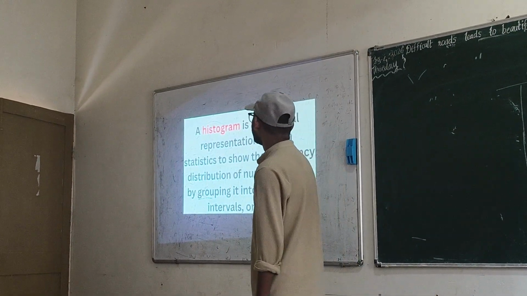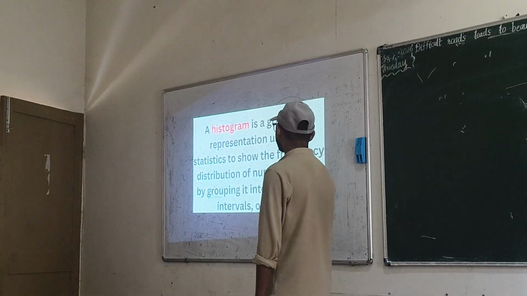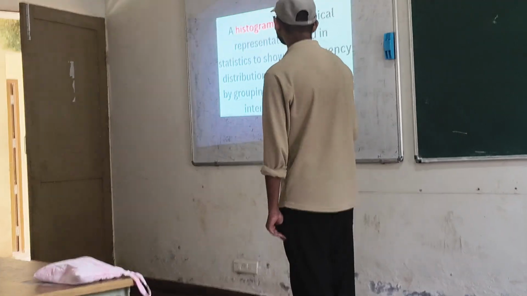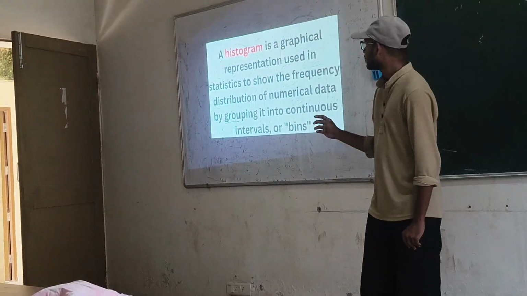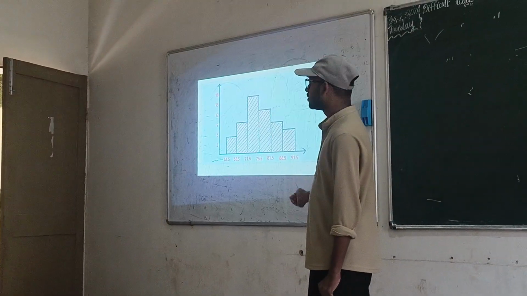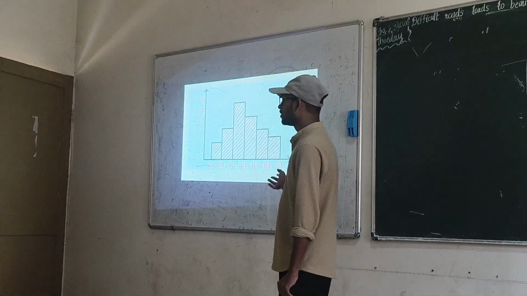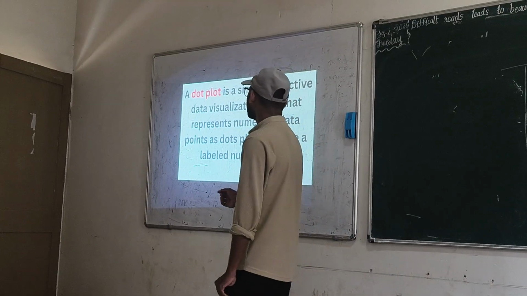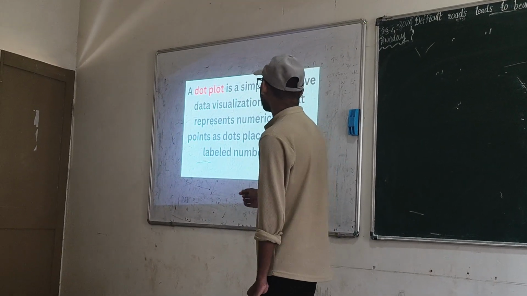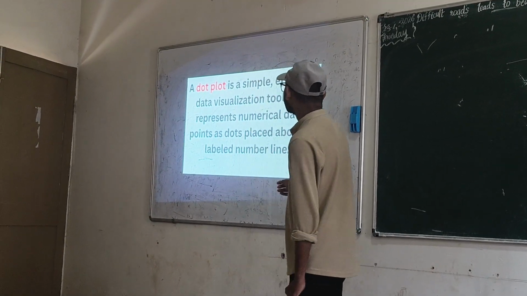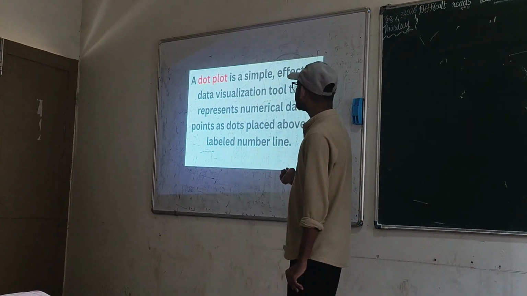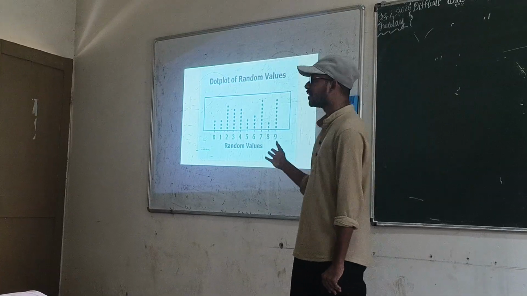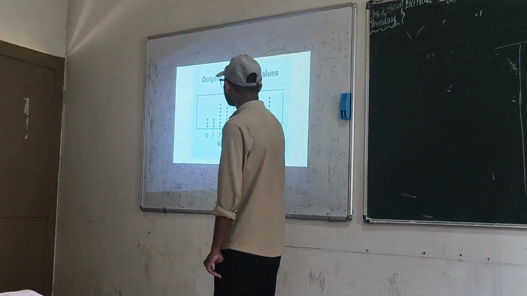A histogram is a graphical representation used in statistics to show the frequency distribution of numerical data by grouping it into continuous intervals or bins. You can see the histogram. This is the example of a histogram. A dot plot is a simple, effective data visualization tool that represents numerical data points as dots placed above a labeled number line. So this is a random dot plot of random values. You can see this as an example.